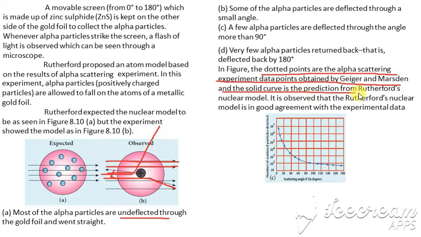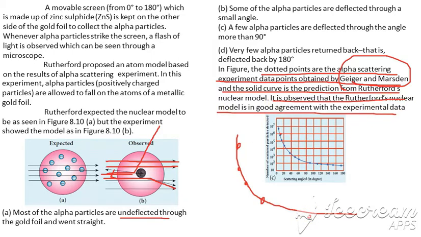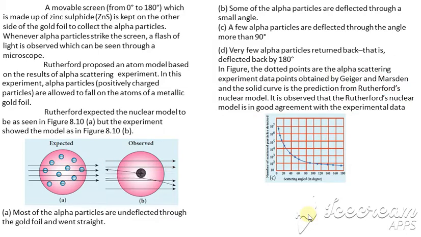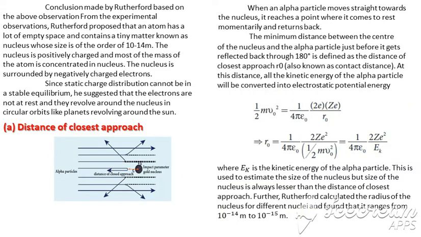The dotted points are from the alpha particle scattering experiment done by Geiger and Marsden, and the solid curve is the prediction from Rutherford's model. The dots and the line are more or less the same, so it is in agreement with the experimental data. Clear with this?